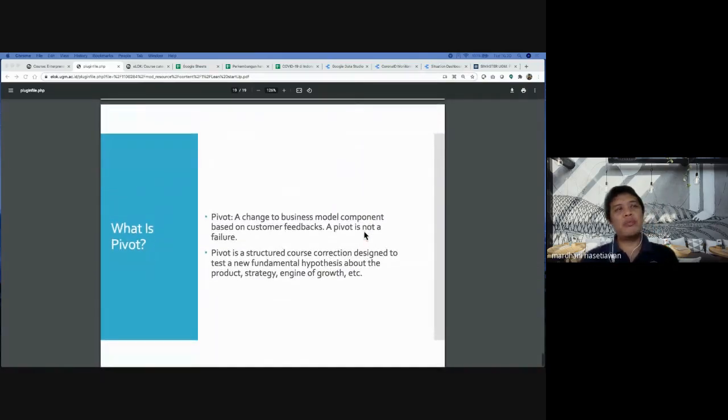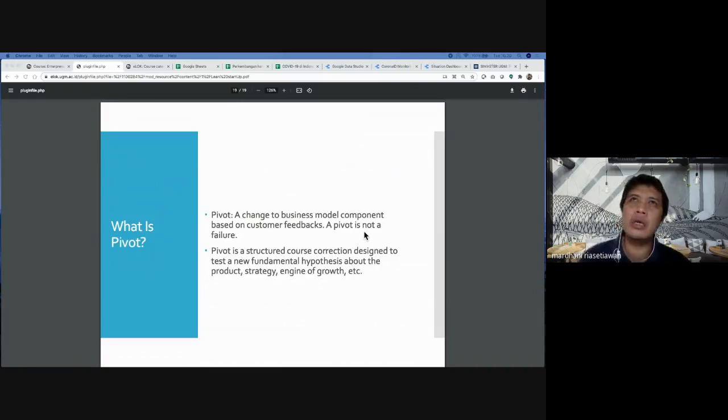Pivot is also one of the strategies in Lean, because a pivot is where we react to customer changes and try to respond well. So this is a change to a business model component based on customer feedback. It's not changing the product, but changing the business model. So the pivot is not a failure.